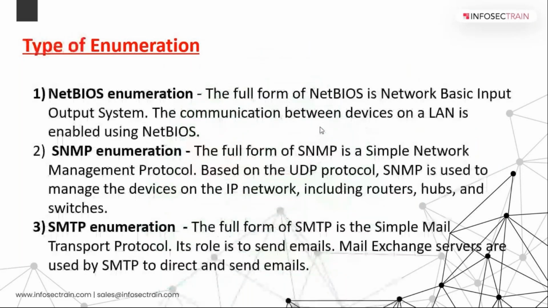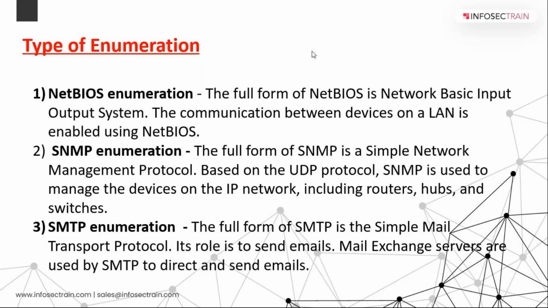Then we have types of enumeration. The first type is NetBIOS enumeration. The full form of NetBIOS is Network Basic Input Output System, which is a kind of communication between devices on a LAN. Then we have SNMP enumeration. In this, we gather more information on what exploits are available for SNMP. And then we have SMTP enumeration.